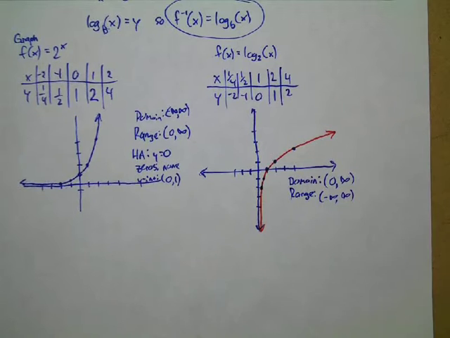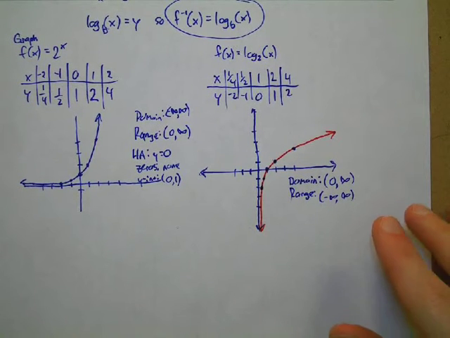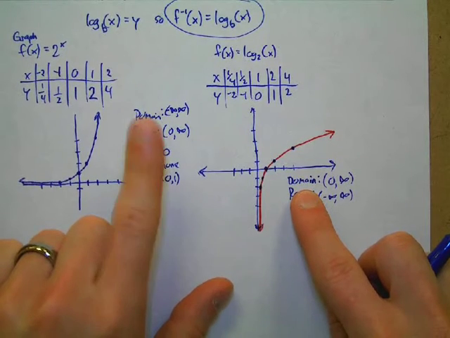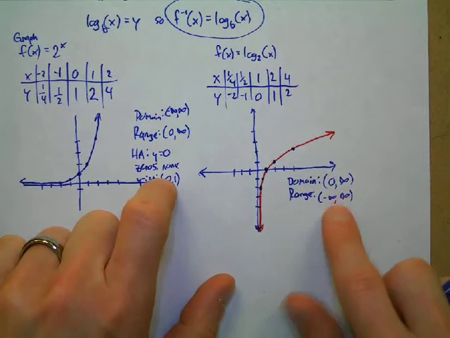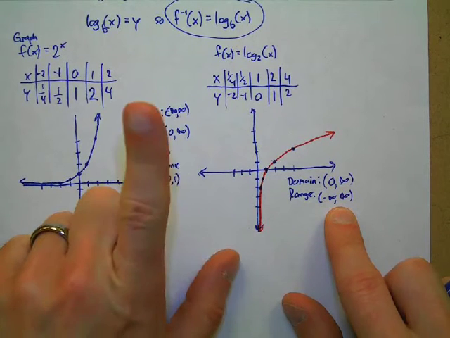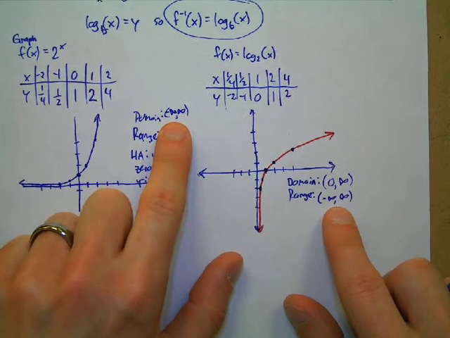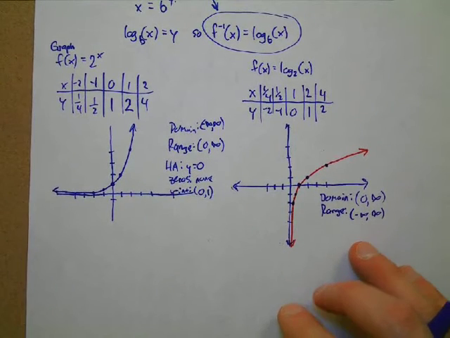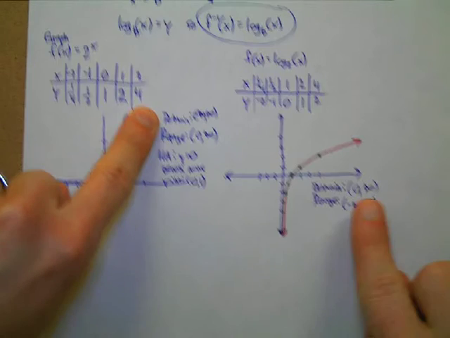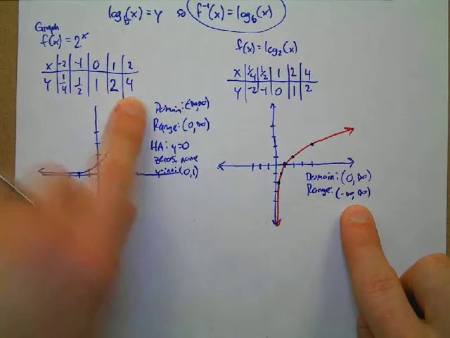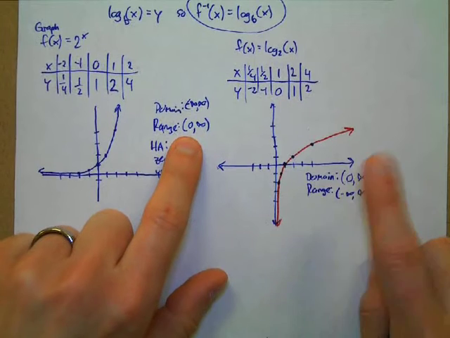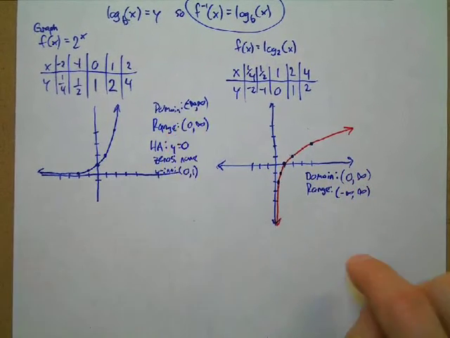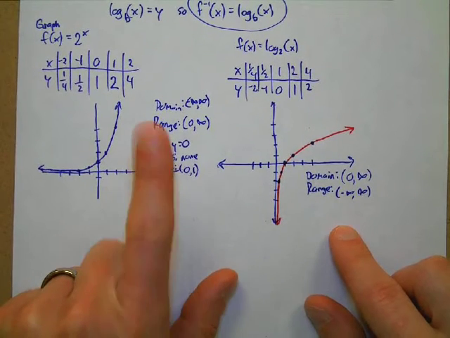Okay? And again, there's that same principle. Compare your domain of log base 2 with the range of 2 to the x. They're the same. Compare the range of log base 2 with the domain of 2 to the x, and they are the same. And why is that? Well, because in inverses, the x's and y's switch. So the domain, which describes the x's, becomes the range in the inverse function. The range, which describes the y's in the original, describes the x's in the inverse function. Okay, they switch.